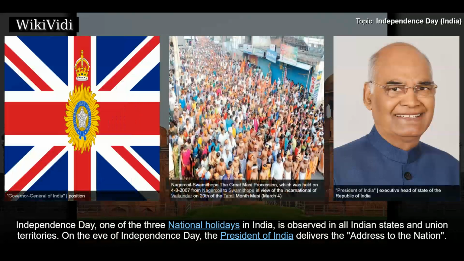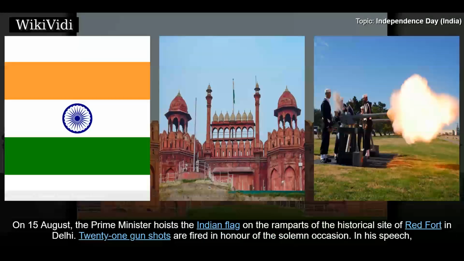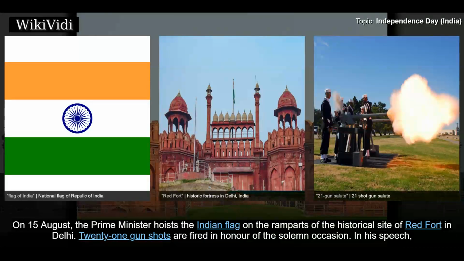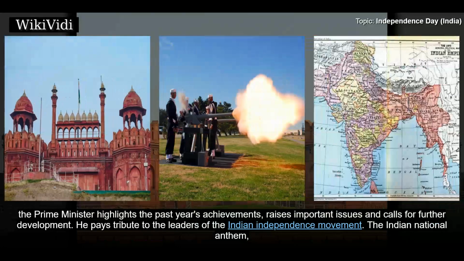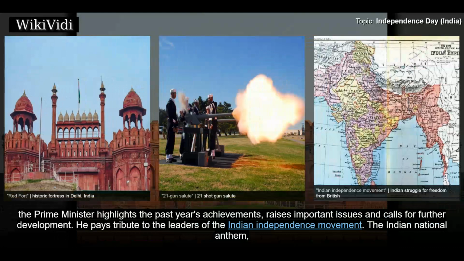Celebration. Independence Day, one of the three national holidays in India, is observed in all Indian states and union territories. On the eve of Independence Day, the President of India delivers the address to the nation. On the 15th of August, the Prime Minister hoists the Indian flag on the ramparts of the historical site of Red Fort in Delhi. 21 gunshots are fired in honor of the solemn occasion. In his speech, the Prime Minister highlights the past year's achievements, raises important issues and calls for further development. He pays tribute to the leaders of the Indian independence movement.